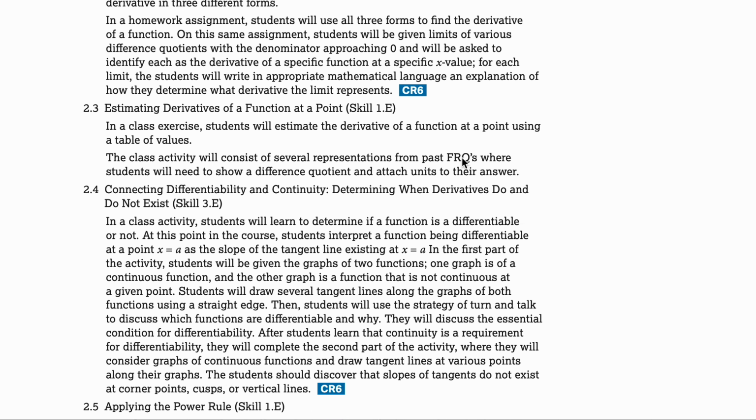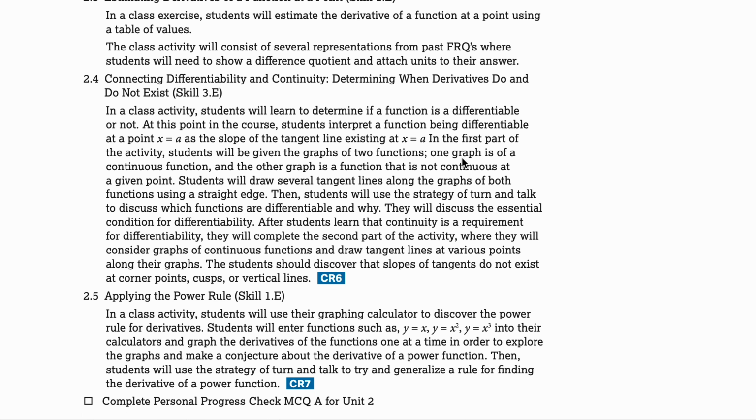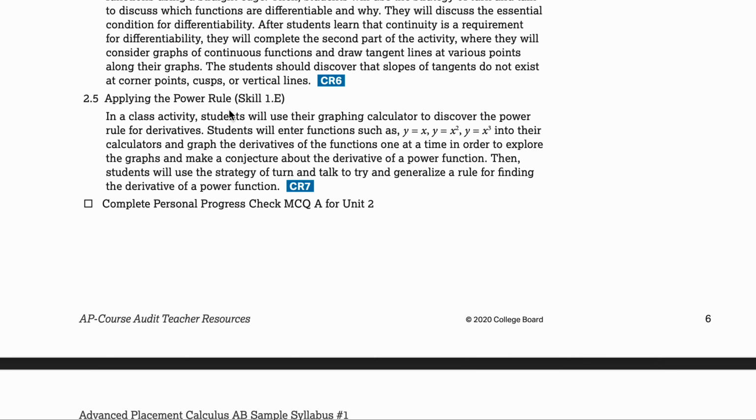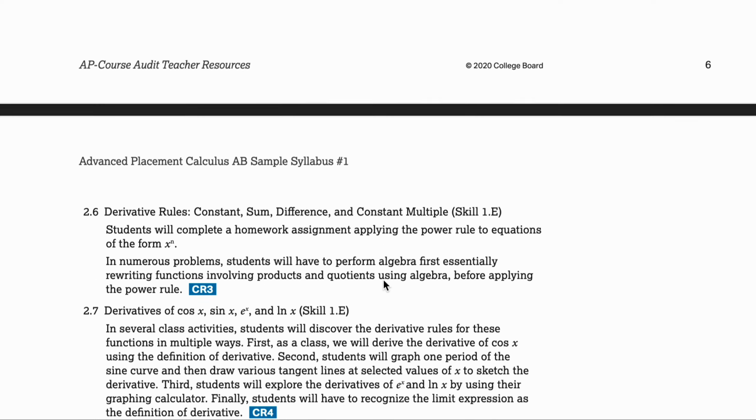2.2 has to do with notation. 2.4, we're talking about connecting differentiability and continuity. So you learn if a function is differentiable, does it mean that it's continuous, and vice versa. 2.5, you learn the power rule, which is going to make your life so much easier. It teaches you how to take the derivative of functions like these: y equals x squared, y equals x to the third.